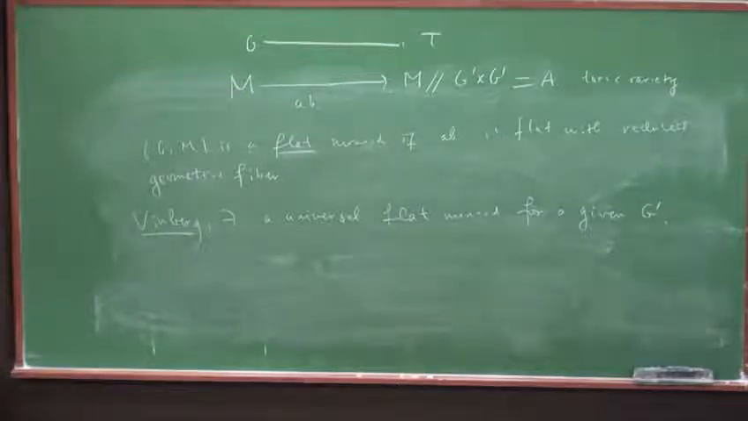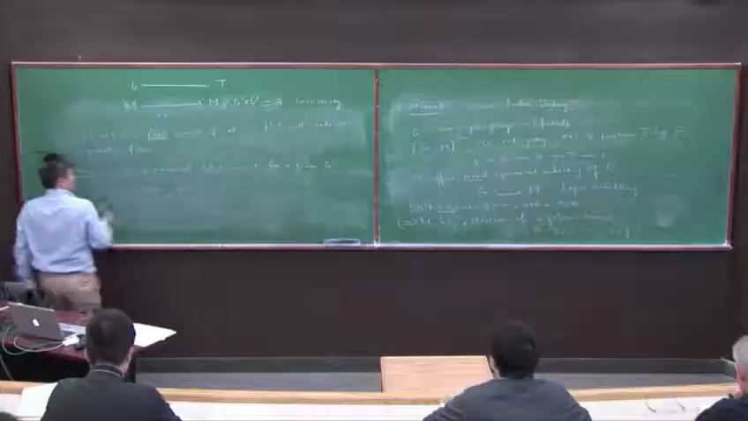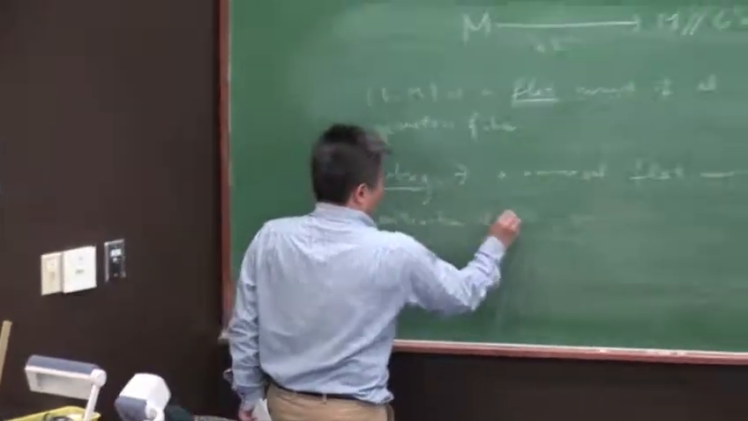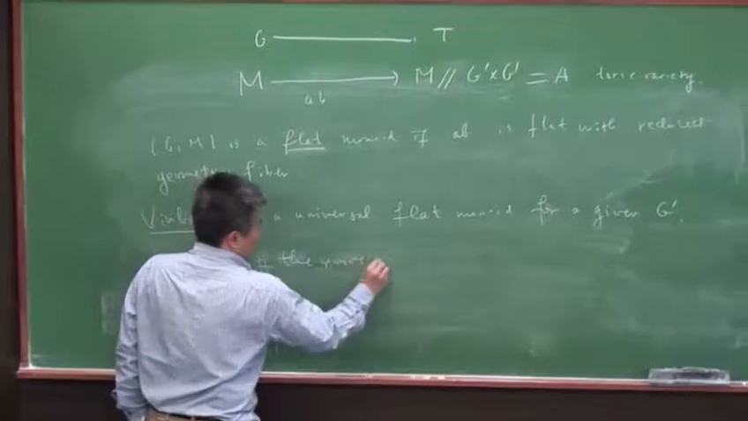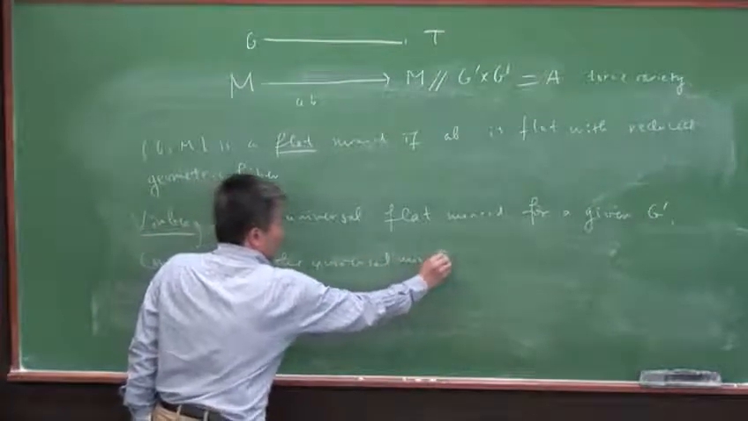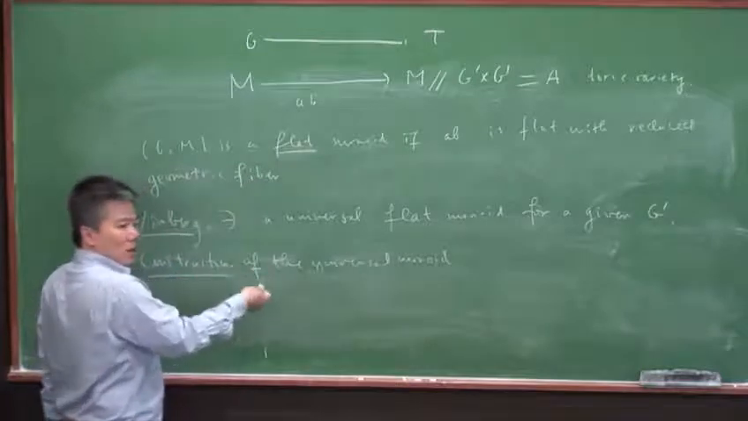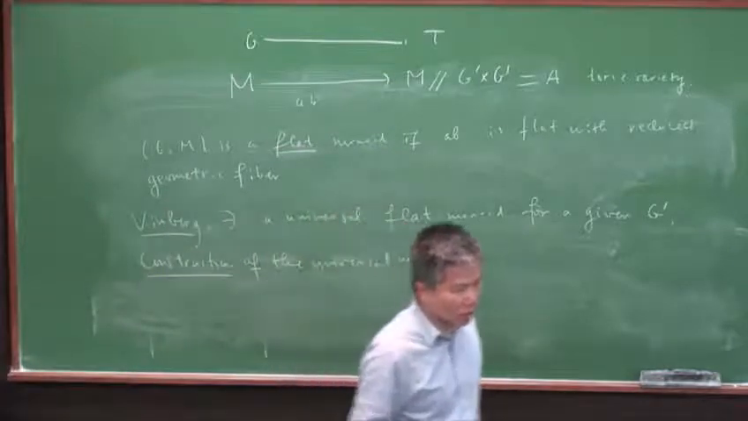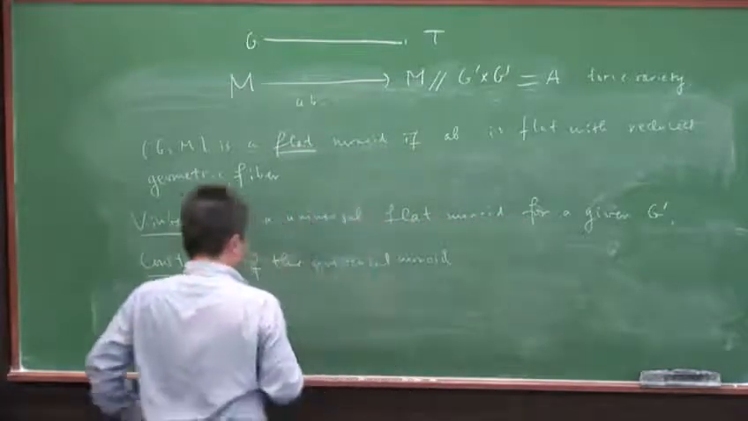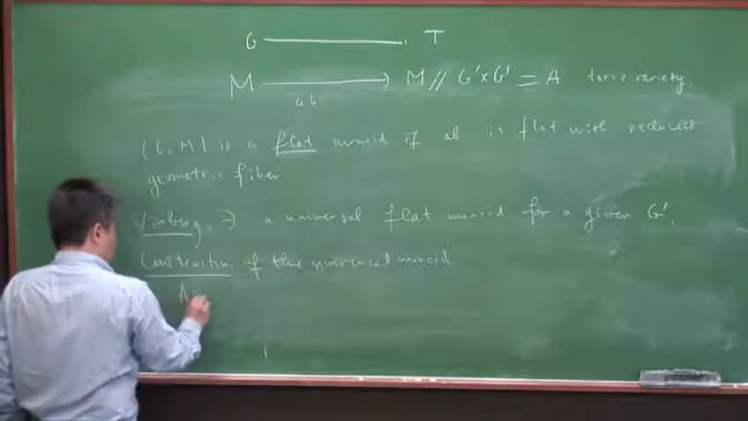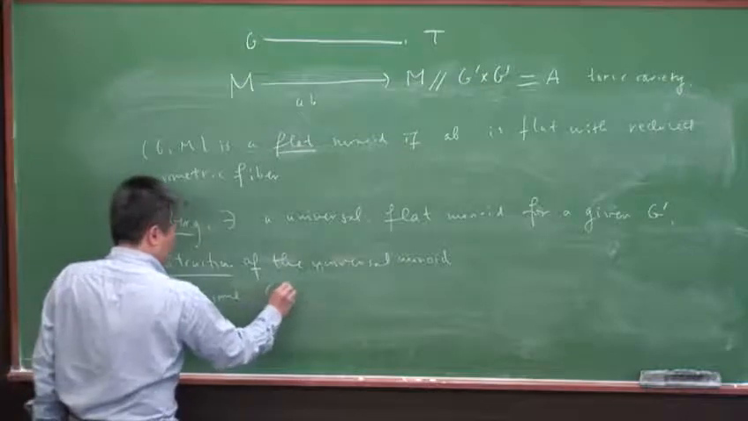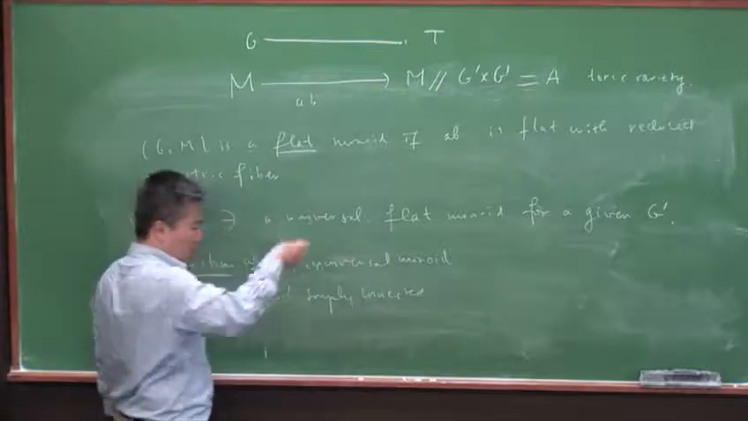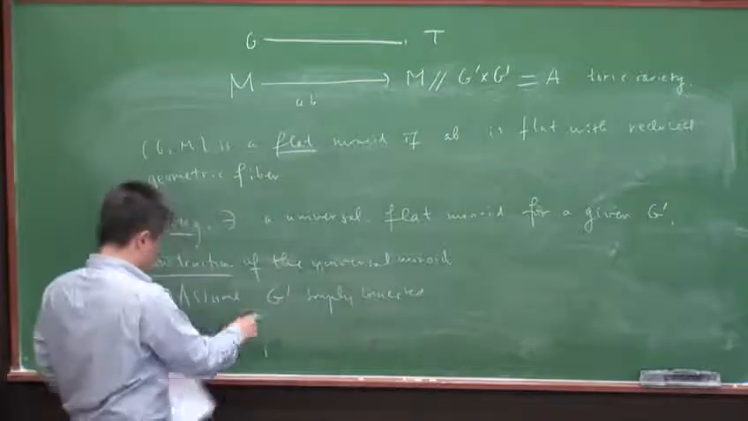So let me recall the construction of the universal monoid. When you look at the construction, you see why it really matters for the Satake transform or Hecke algebra as well. So for that, assume that G prime is simply connected. This is not serious, the other groups you basically get by dividing by the center. Assume this.